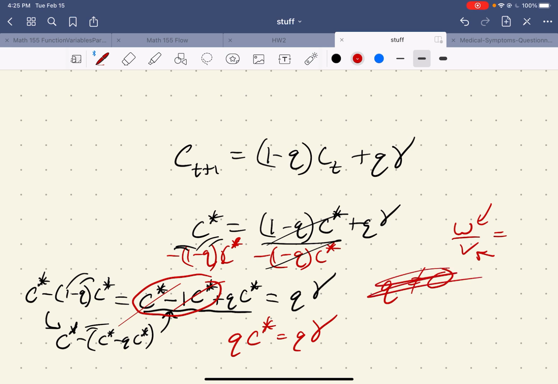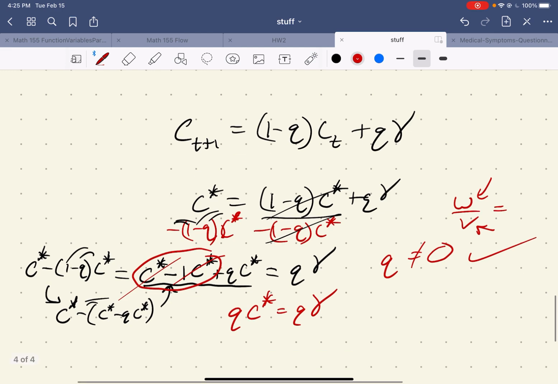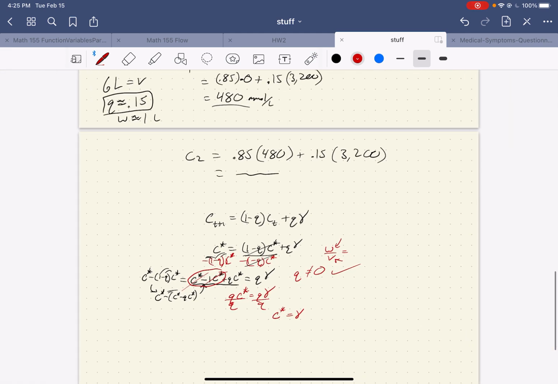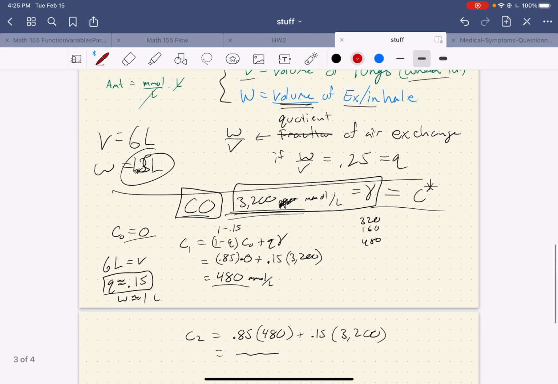So we don't even need to worry about, in fact, I shouldn't scratch that out. This is true. q's not 0 because hopefully we're breathing. Hopefully we're alive. So I can divide by q because it's not 0. And this says that the equilibrium point is gamma. All right. So we see this mathematically. We see this in the physical world of how it behaves. And I think that's a good spot to end the video.